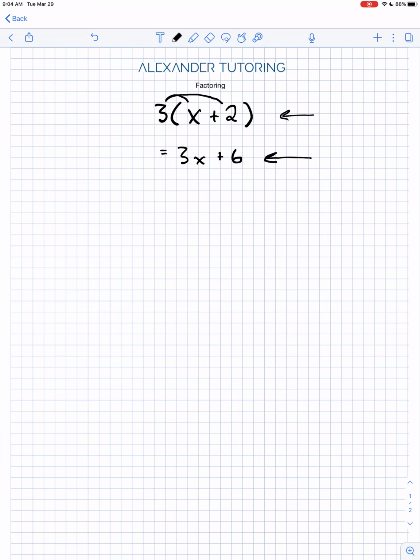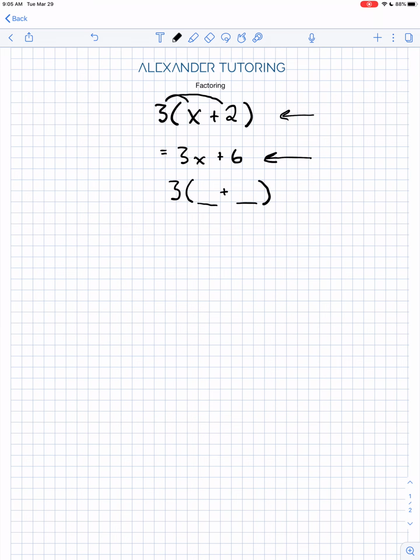So if we started with 3x plus 6, we would be asking ourselves, what number is common to both 3 and 6? Or what is the greatest common factor? What's the biggest number that divides evenly into both? So in this case, it's pretty easy to see that that number is in fact 3. So 3 is the number we're going to pull out front. Now, the question you need to be asking yourself, I'm going to put the plus sign right here, is what goes here and what goes here?